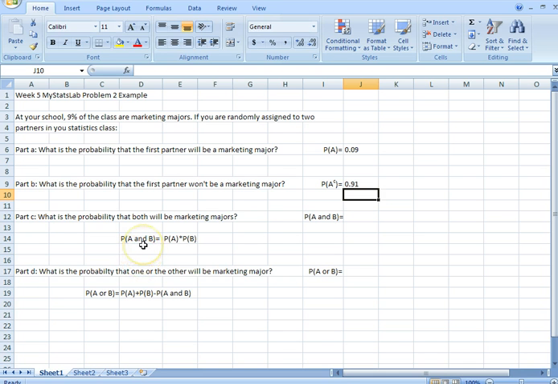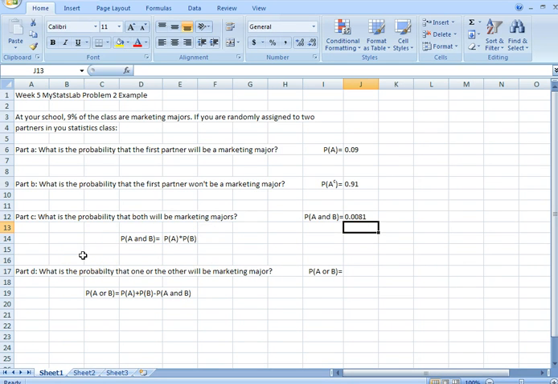So in our formula for probability of A and B, which is the same as the probability of A times the probability of B, we can use a formula here, equals probability of A times, and in this case the probability of B is the same thing, so let's click on this cell again, enter. And the probability that both will be marketing majors, 0.0081. Okay, one more part left, part D.